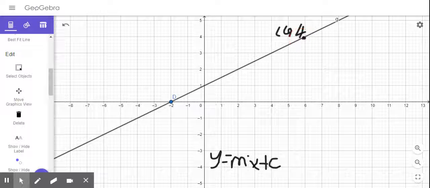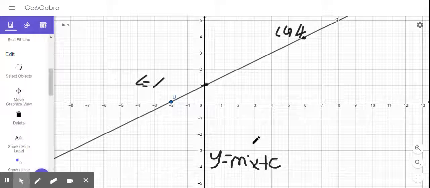Right? So I'm going to show you how to use your graph first to find the y-intercept. The y-intercept just indicates where our line cuts our y-axis, which is right here. So c, our y-intercept, is equal to 1. So I define the value of c. Next, I'm going to show you how to get the gradient.